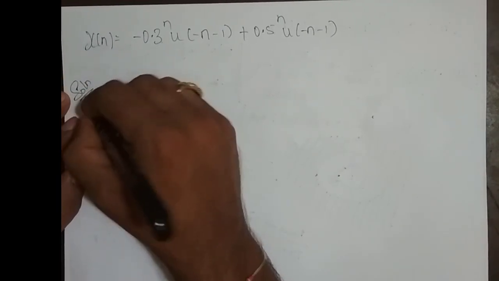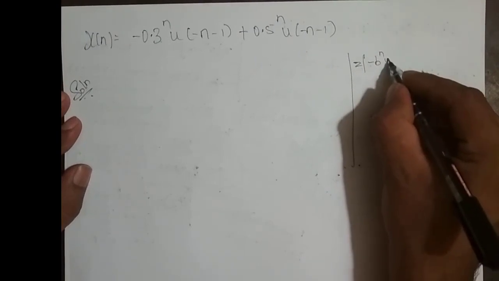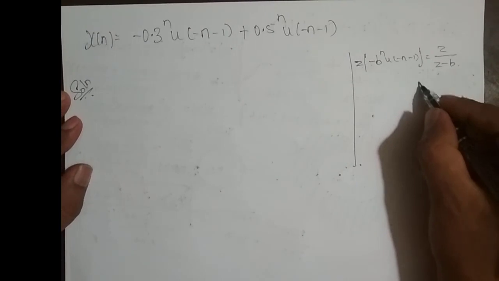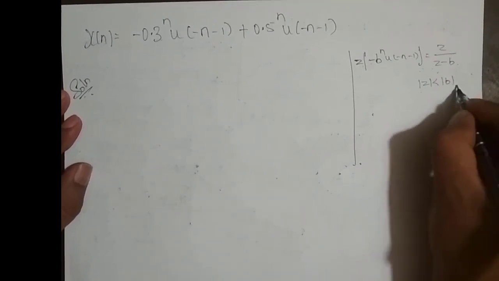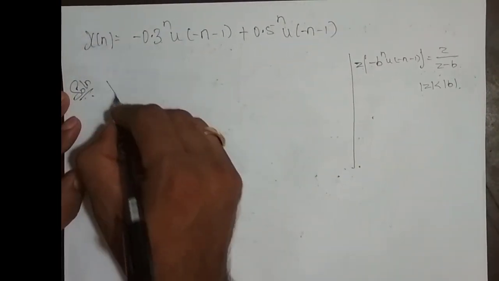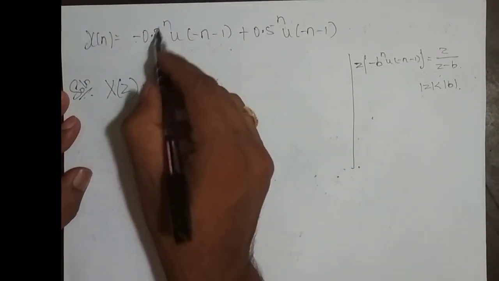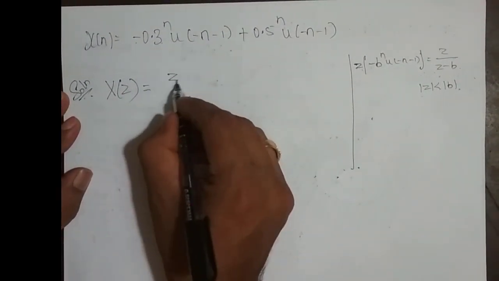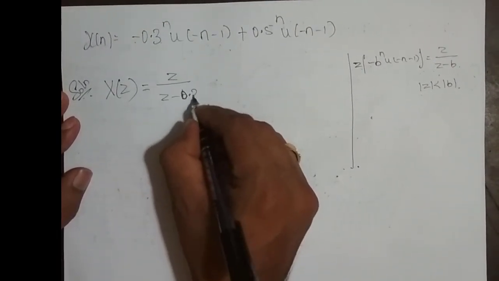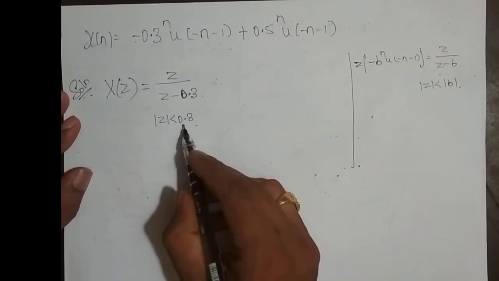Solution. If you remember, what is the z transform of minus b power n u of minus n minus 1? It is z by z minus b, right? What is its ROC? Magnitude of z is less than magnitude of b. It's inside the circle with radius b, right? So we'll apply this result here. If I take the z transform on both sides, what is the z transform of x of n? Capital X of z is equal to, for minus b power n u of minus n minus 1, it is nothing but z by z minus b. Here b is 0.3, right? And its ROC is magnitude of z less than 0.3. It's inside the circle with radius 0.3.